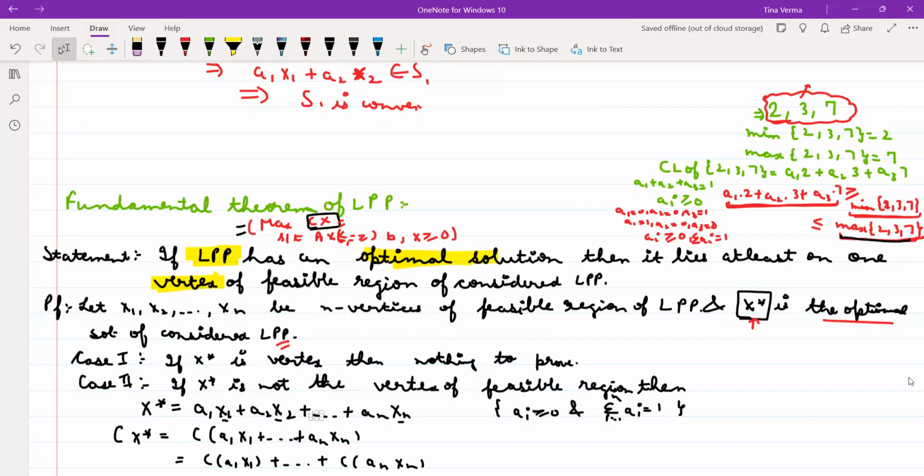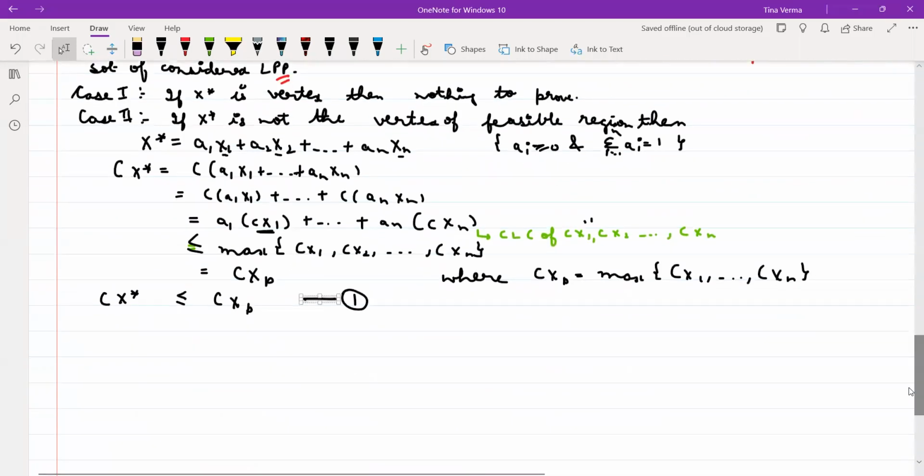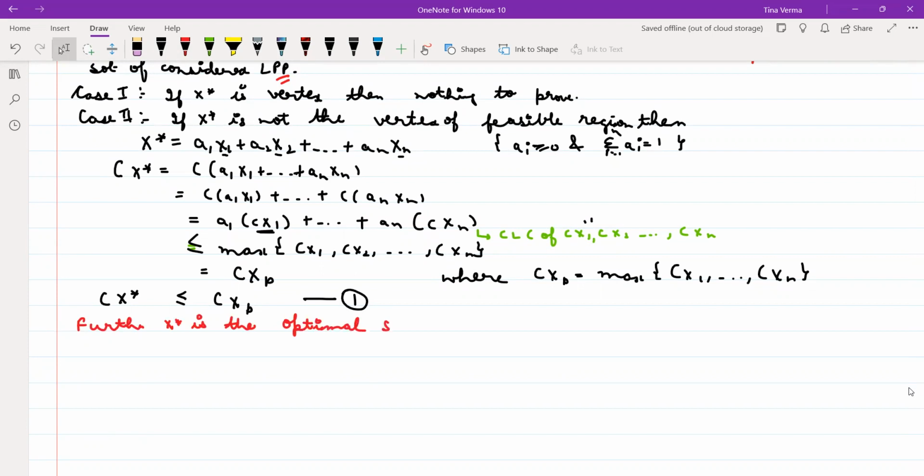इसका मतलब अगर x star मेरा optimal solution है, तो optimal वो कब होगा? जब मुझे x star पे maximum value मिलेगी. Now further, x* is the optimal solution of the considered LPP, and my considered LPP is of maximization case, right? This is my maximization case.